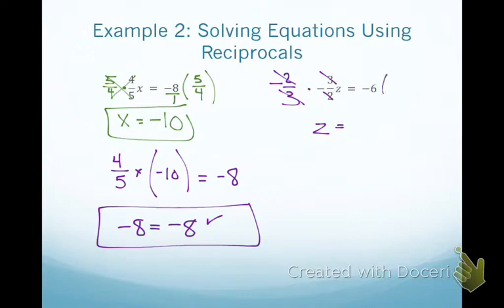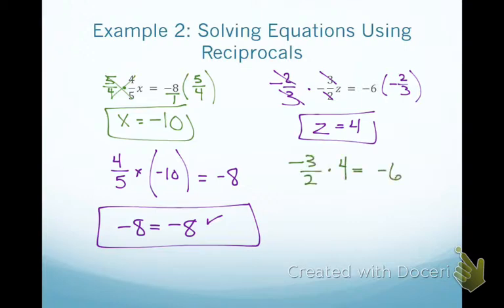Okay, so now what's negative 6 times negative 2 over 3? 4. Positive 4. Negative 6 times negative 2 is positive 12, divided by 3 is positive 4. How can I be sure? Check it. Plug it back in. So negative 3 over 2 times 4 equals negative 6. Okay, is that true? Yes. So show me that it checks out and box it in.